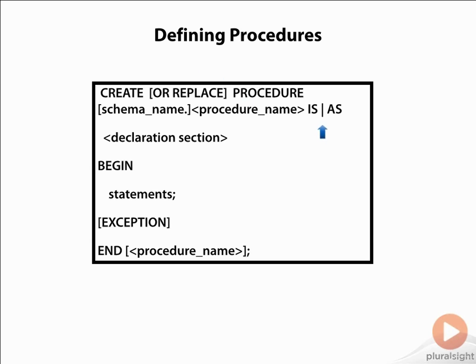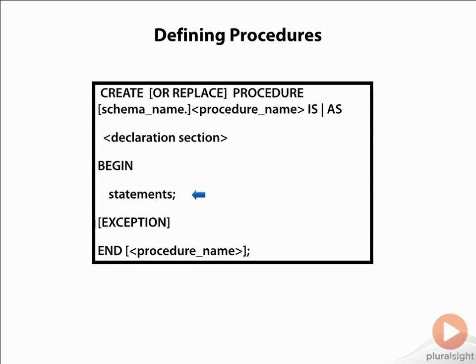Next is the is or as keyword. After this, you can do any variable or cursor or exception declaration. Note, there is no declare keyword to explicitly start the declaration section. But after the as or is keyword and before the begin keyword is where you will declare. The begin keyword starts the execution section.